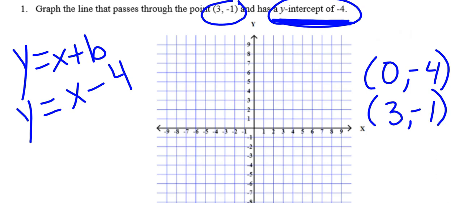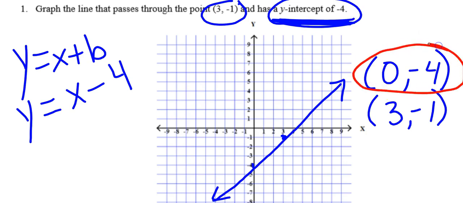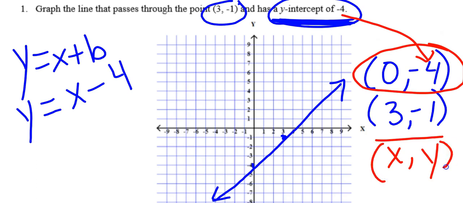So I'm going to plot them on my graph, 3 on my x, -1 on my y, 0 on my x, -4 on my y, and then I'm going to make a line. Okay? So again, when you're given y-intercept, you know that the coordinate is going to be 0, -4, that -4 being our y value, the place where the line hits the y, and then our second coordinate is 3, -1. Just be careful that you're doing x, y. Don't confuse it with slope with rise over run. When you have a coordinate, you are going to find the x value first and then the y value.